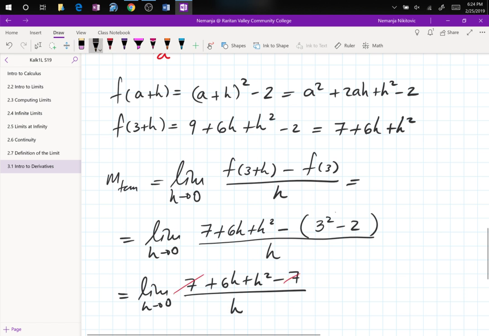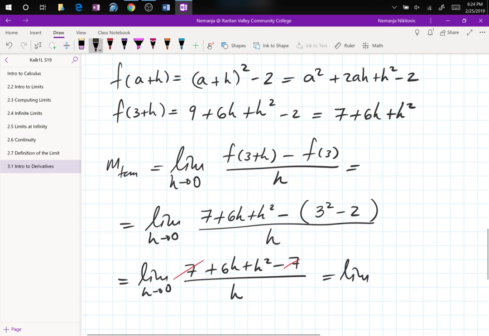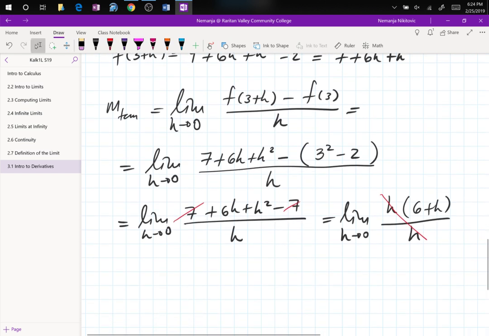Those cancel. And all we have left are terms that have h. So factor 1 h, 6 plus h left, divided by h. These drop. h goes to 0, and your answer is 6. So m tangent is equal to 6 for x equals 3.